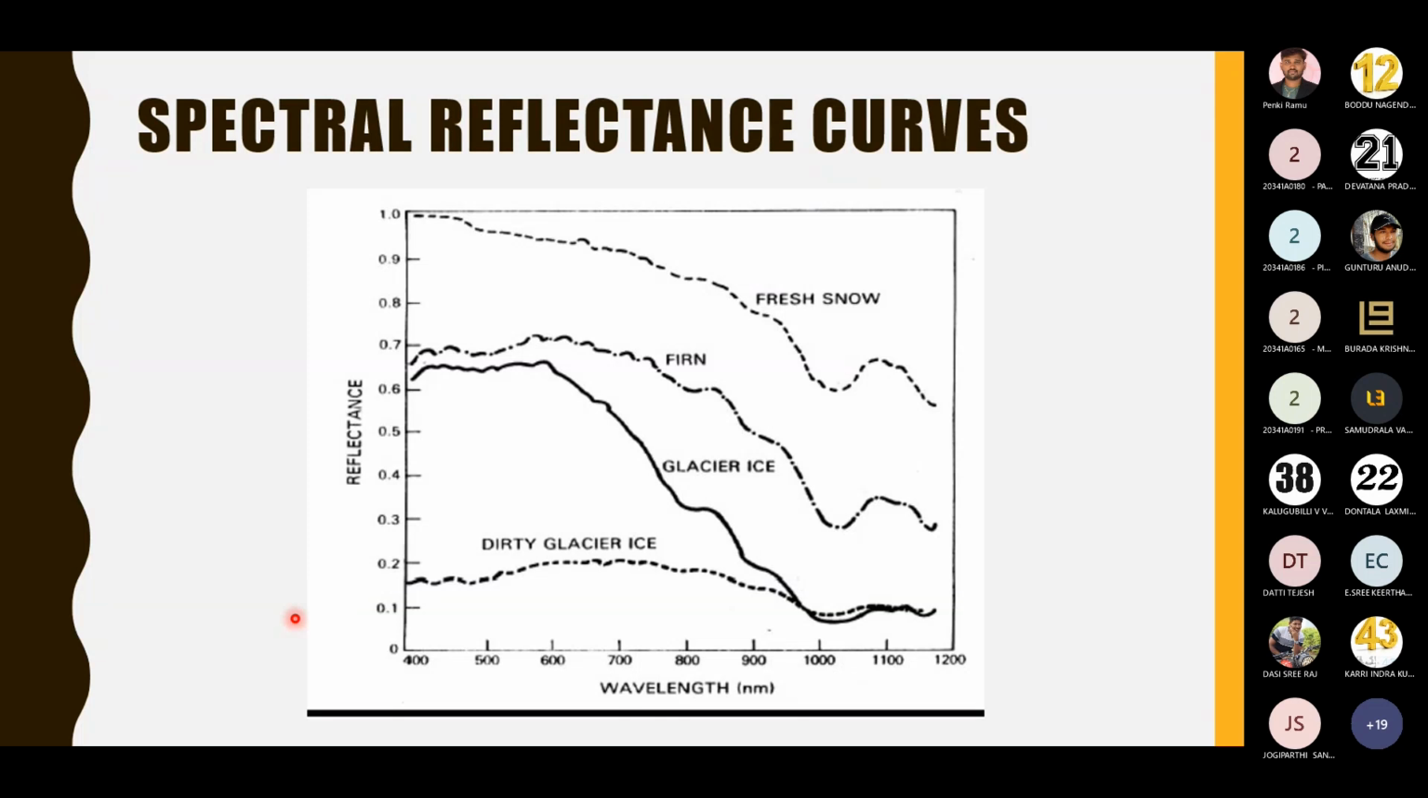But here you see snow, firn, glacier ice, dirty glacier ice. These are all different variations of a water body. If the water body is in the solid state, then snow will be formed, or ice, or firn will be formed. You see here that these different types of water bodies have different amounts of reflectance, which is very important for us to study.